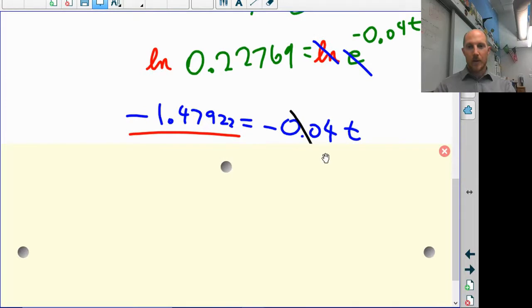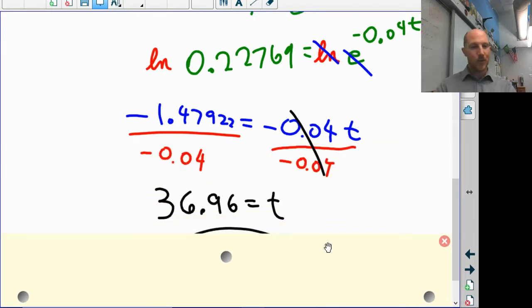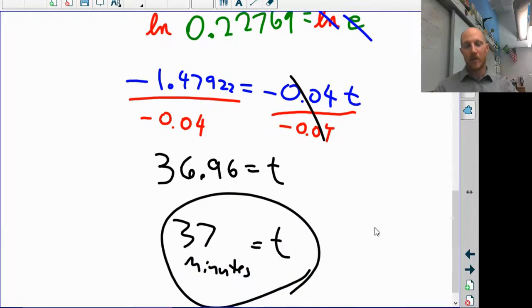All right, and then no exponents are left, so now it's just a single algebra step, divide to get rid of that negative 0.04t. Final answer of 36.96. More decimal places are involved. The directions ask me to round to the nearest whole minute, so it's going to be 37 minutes. Final answer.